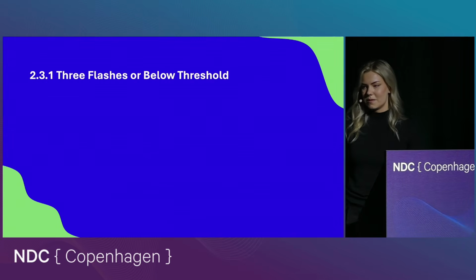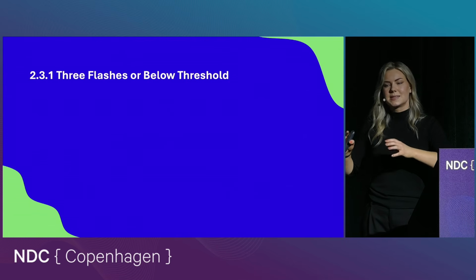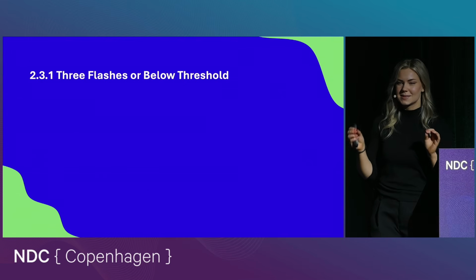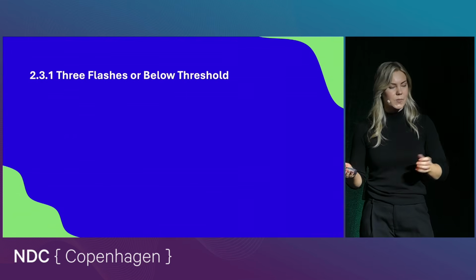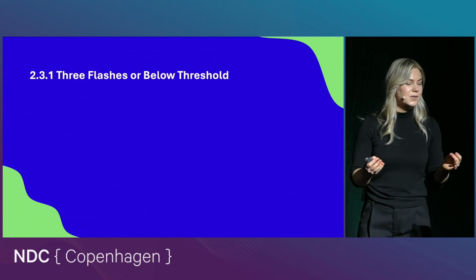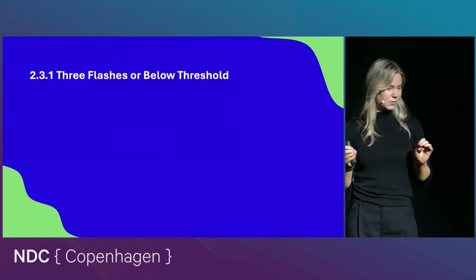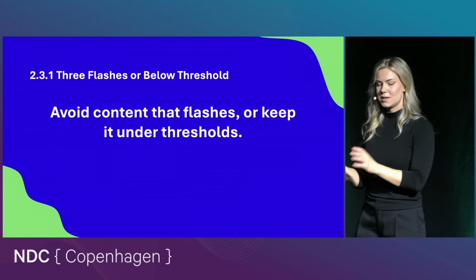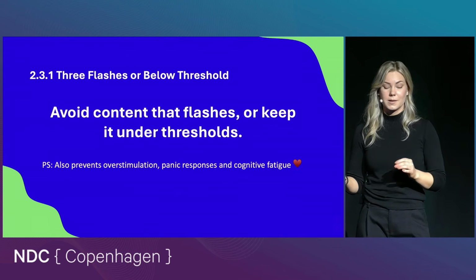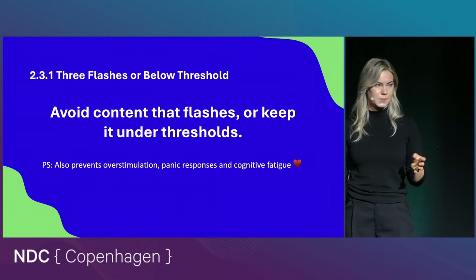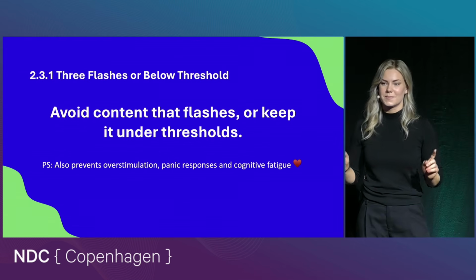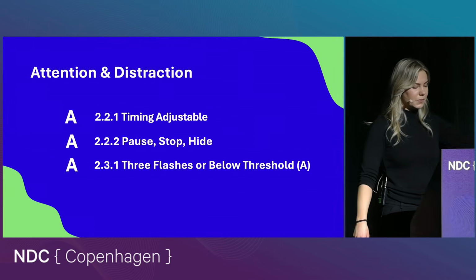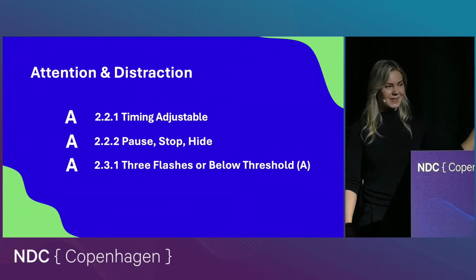3 flashes or below threshold. And I didn't want to exemplify this particular issue because then I would have to make my presentation blink. And that would be a problem because flashing content can cause migraines, dizziness, nausea, and epileptic seizures. So avoid content that flashes or keep it under threshold. It also prevents overstimulation, panic responses, and cognitive fatigue. So that's nice. And that was attention and distraction. Timing adjustable, pause, stop, and hide, and 3 flashes or below threshold.